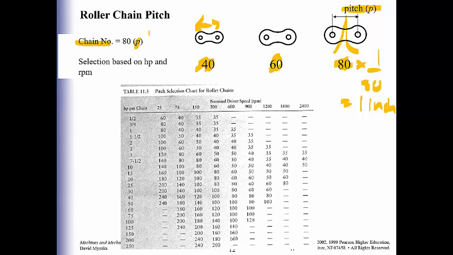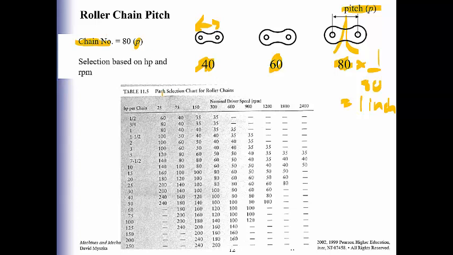and that's going to be what your chain number is when you multiply 80 by the pitch. But if you actually want to get the pitch value, well, then you would go ahead and take the chain number and divide by 80.